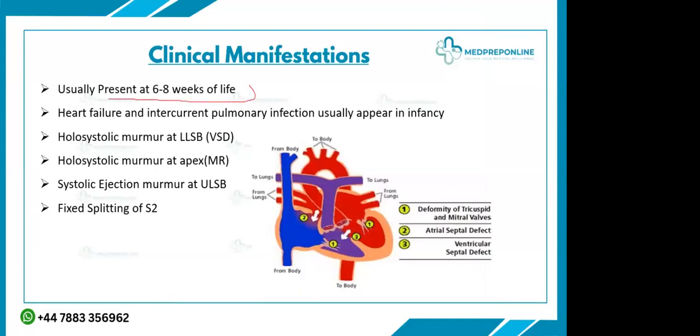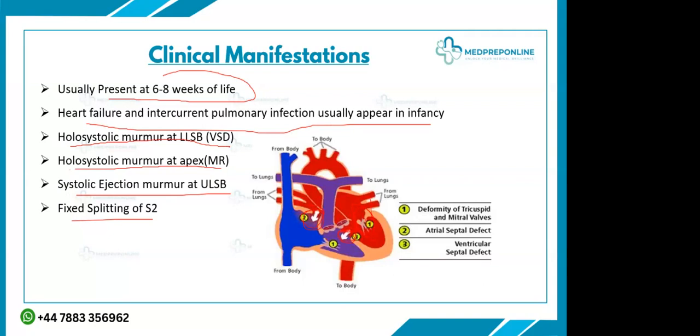It usually presents at 6 to 8 weeks of life, and obviously heart failure and intercurrent pulmonary infections usually appear in early infancy. There will be a holosystolic murmur at the left lower sternal border, the pansystolic murmur of the VSD. Then there will be a systolic ejection murmur at the upper left sternal border of the ASD, along with fixed splitting of S2. Then there will be a holosystolic murmur at the apex because of the mitral regurgitation.